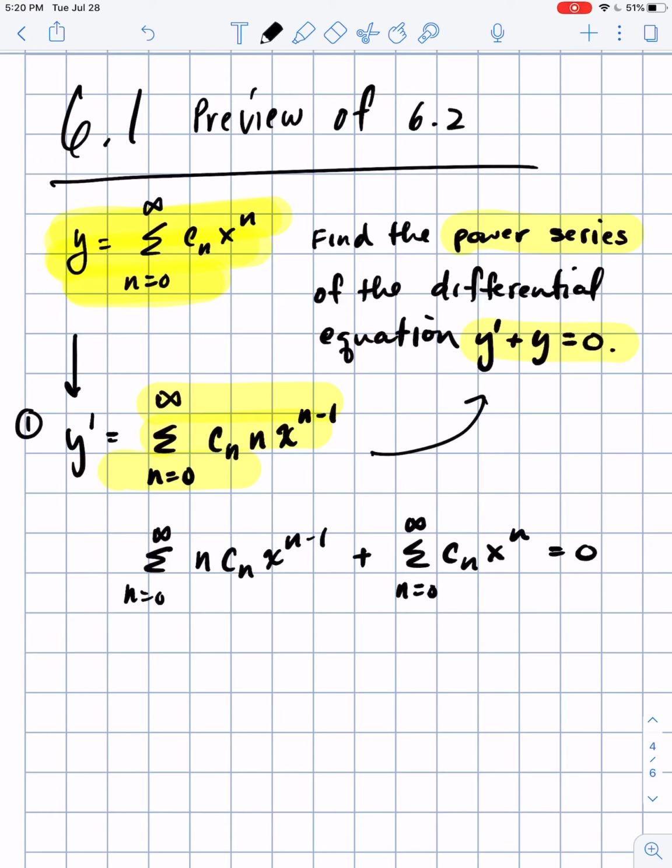Okay, so once you do that, now we go back to my last video where I want to try to get this into one series. So again, when you're looking at that, the easiest way is to make your k value equal to the exponent. So this one's easy, k is equal to n is easy. Here we're going to have n equal to k plus 1.